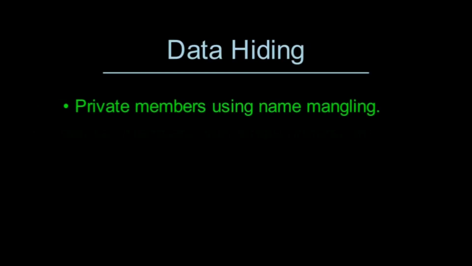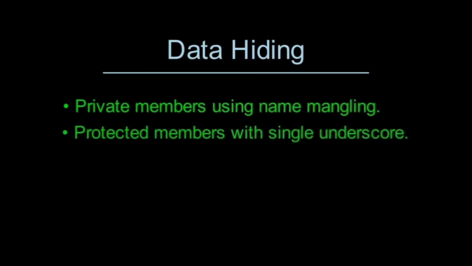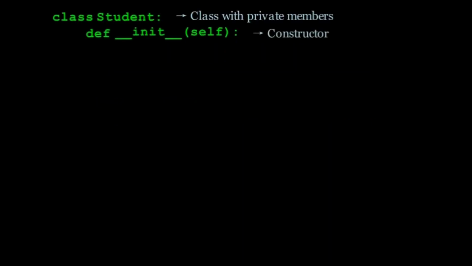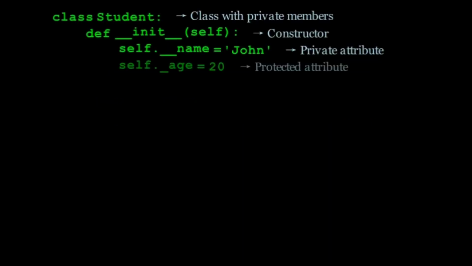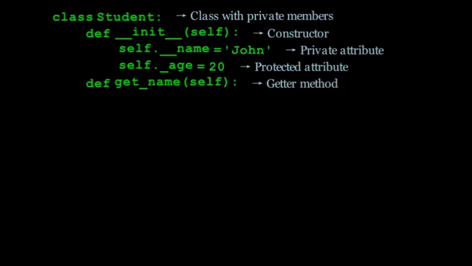Data hiding is the principle that restricts direct access to an object's components. In Python, we use name mangling with a double underscore for private attributes and a single underscore for protected attributes. Here is a Student class with a private attribute __name and a protected attribute _age. The private attribute can only be accessed within the class methods, like the get_name shown here. This helps to maintain data integrity by controlling how attributes are accessed and modified.